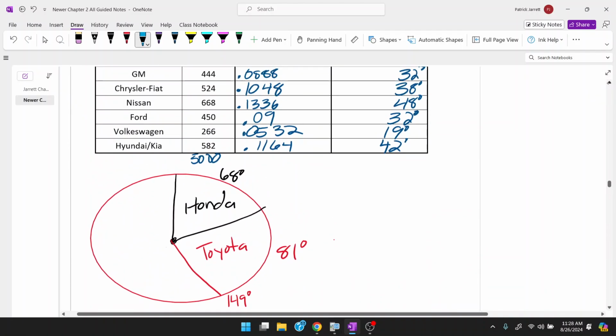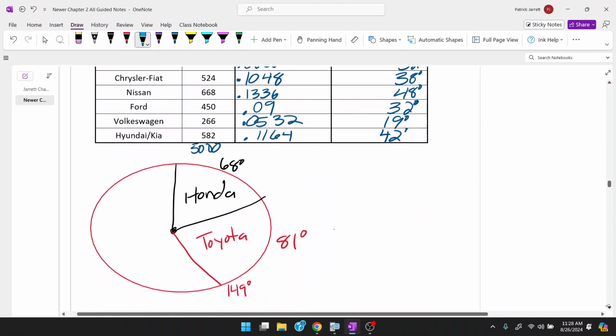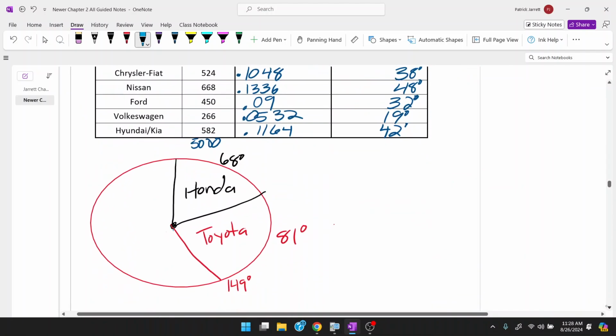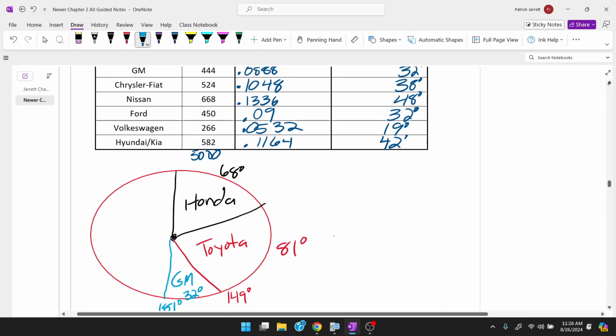149 plus, is it 32? 179, 181. And then Chrysler Fiat, 181 plus 38, that would be 211, 219. Let's see, and that's 38 degrees. Yeah. Notice that this pie chart sucks.